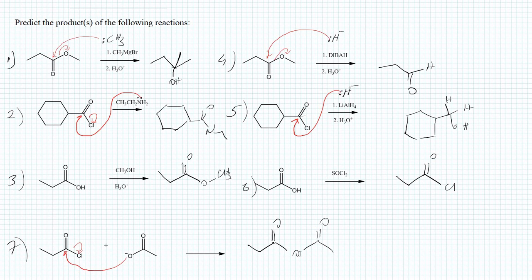So in summary, we have seen 7 particular nucleophilic acyl substitution reactions.